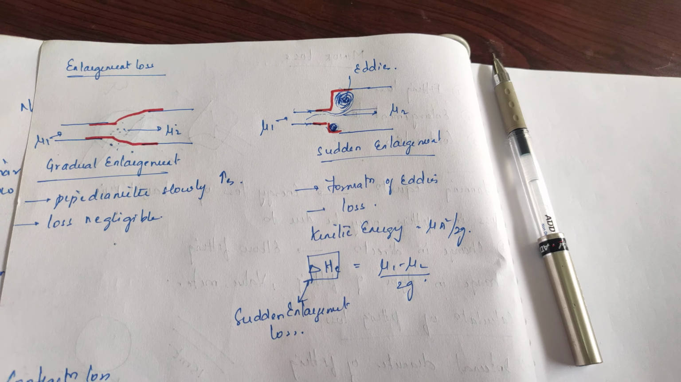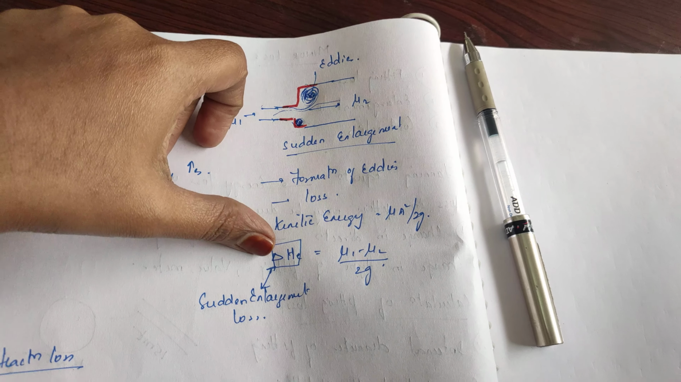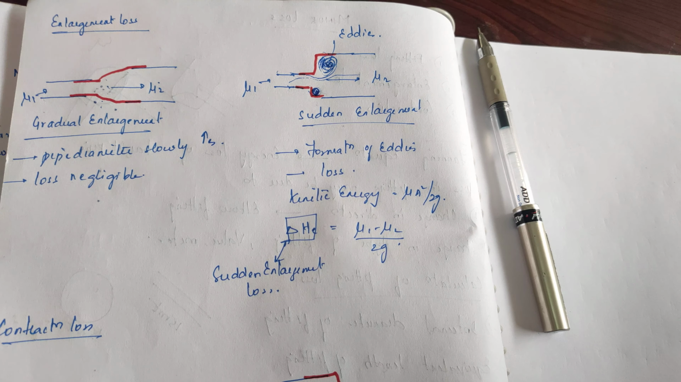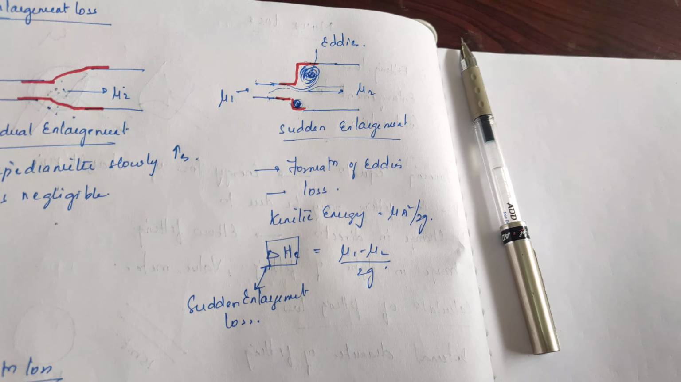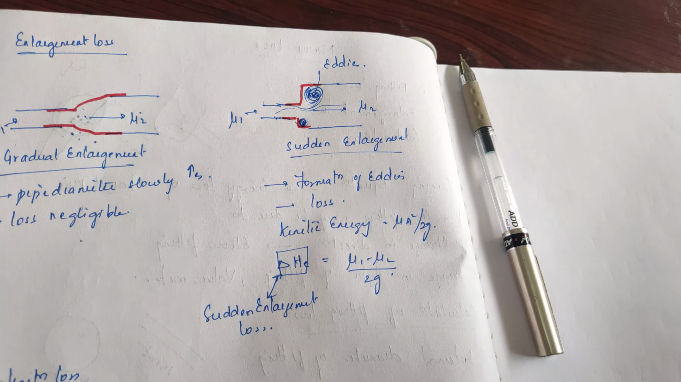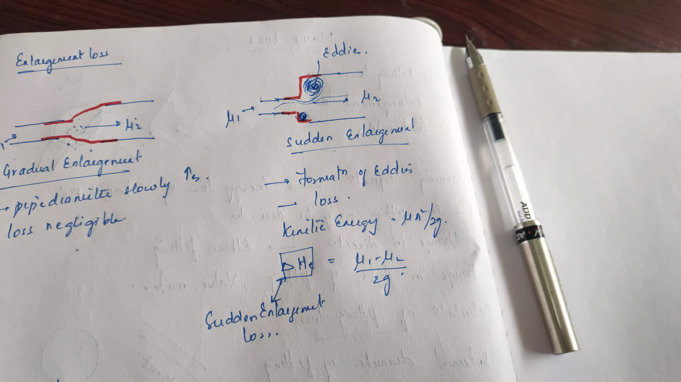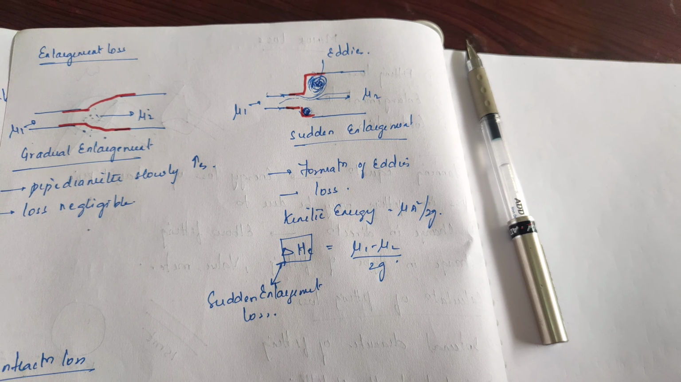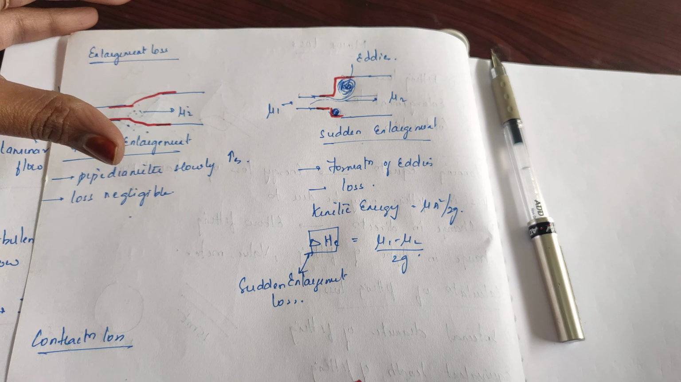kinetic energy is calculated as u squared by 2g, that is delta he. Delta he means sudden enlargement loss. Sudden enlargement loss is given as (u1 minus u2) whole squared by 2g, where u1 is the entering velocity of the liquid and u2 is the velocity of the liquid in the larger pipe. There is some energy loss over there, so we are keeping it as minus, that is (u1 minus u2) squared by 2 into g. So this is about the enlargement loss, that is gradual enlargement and sudden enlargement.